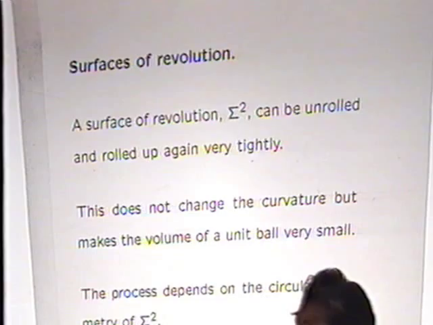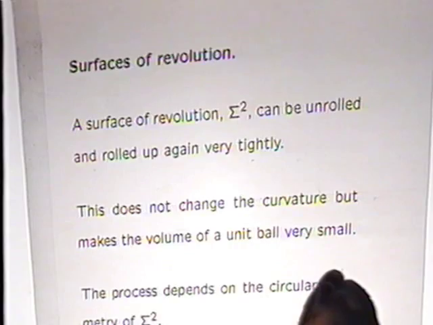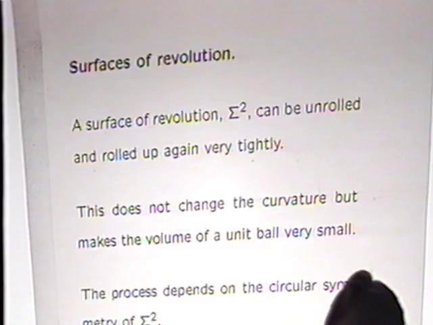So now we can imagine just unrolling it, taking its universal covering space with the pullback metric. So that's this infinite strip. Now the circular symmetry becomes a translational symmetry on the strip. And now we can divide by a much finer cyclic group. That is to say, we unroll it and then we roll it up much more tightly.